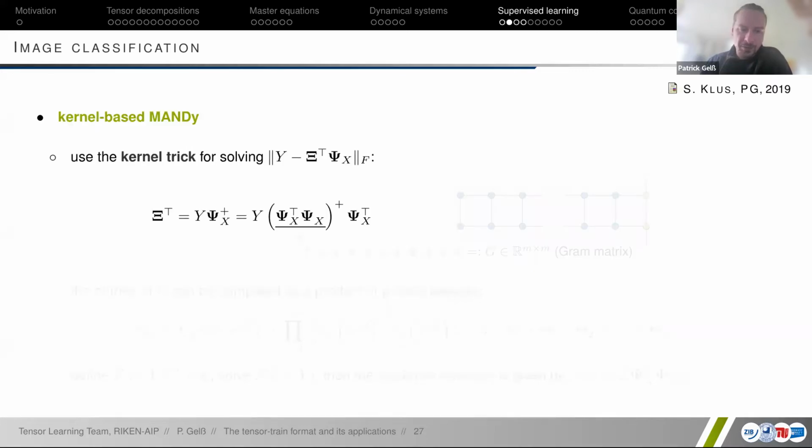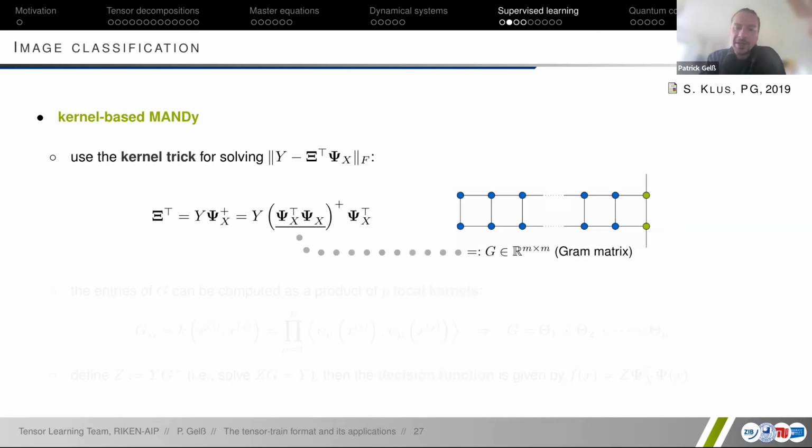And we can either go straight forward and use the pseudo-inverse, as you saw for MANDy, but we can also do kernel-based MANDy, where we apply the kernel trick. In this case, we know that our coefficient tensor is given by y times the pseudo-inverse of our transformed data tensor.